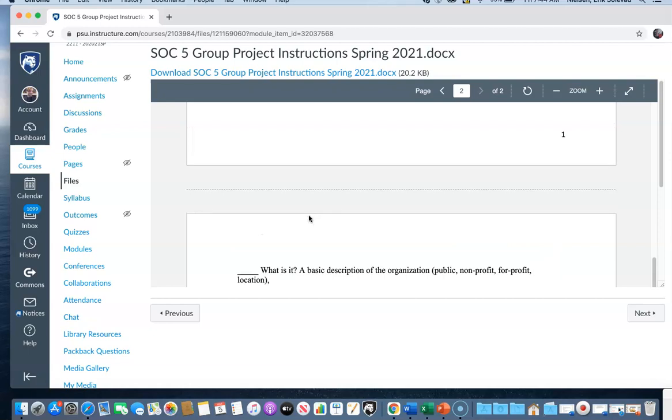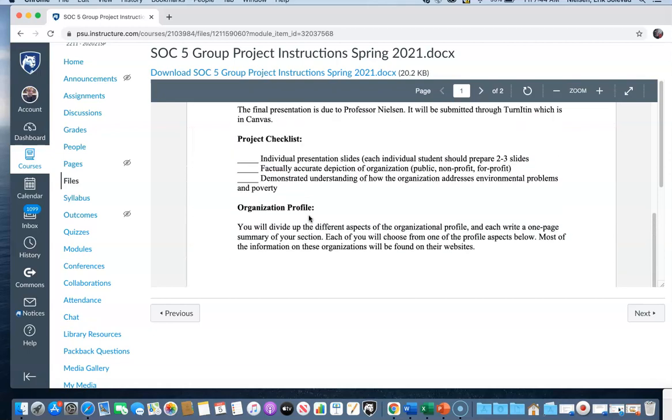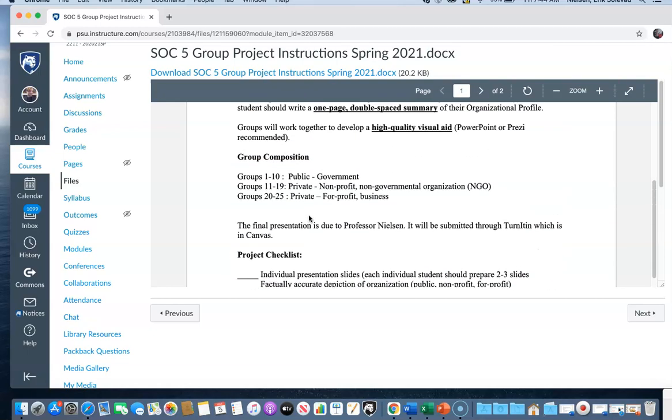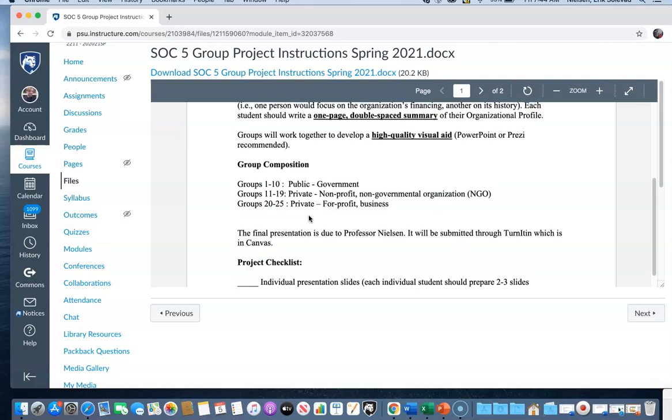So this is not a terribly difficult group project, but it will give you an idea of the different types of organizations that we see. And then I'll have a module that I'll upload them all to towards the end of the class, and then you can look at them and see how other for-profit, non-profit organizations try to address poverty.